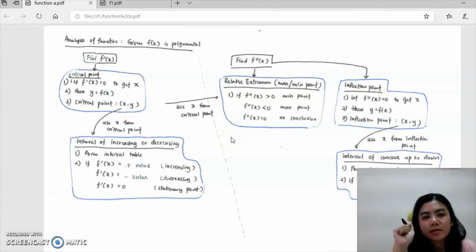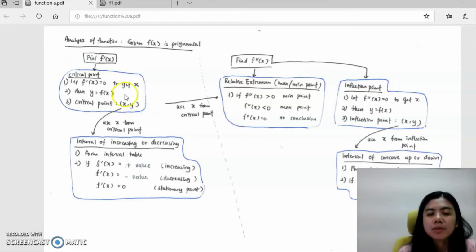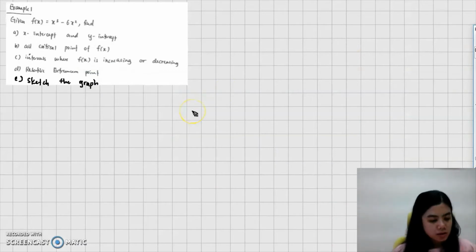So today we're going to learn the lessons of analysis of a function when the function f is polynomial. Please make sure that you have this flowchart before we begin with the example. We're going to use this flowchart as our guideline to answer the question in the example. Let's just look at the example that we have.